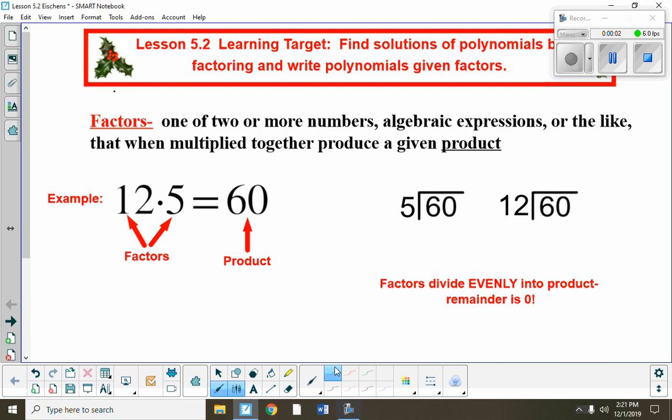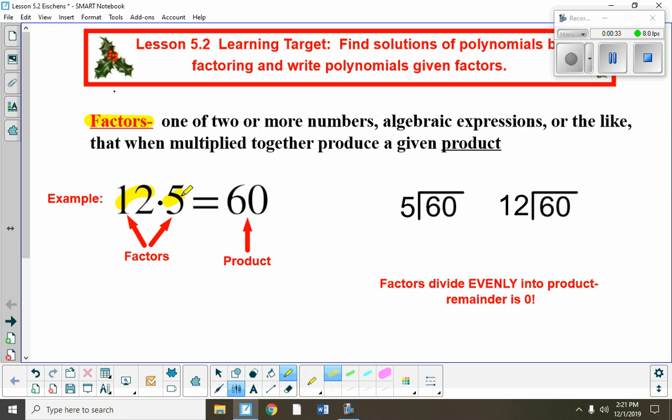In this lesson, we're going to be talking about finding solutions of polynomials by factoring, and also we'll be doing some graphing, and we will write polynomials given factors. So first of all, the definition of factors would be that it is one of two or more numbers in algebraic expressions or the like that when multiplied together produce a given product. So 12 times 5 equals 60. So we would call 12 and 5 the factors, and 60 would be the product.